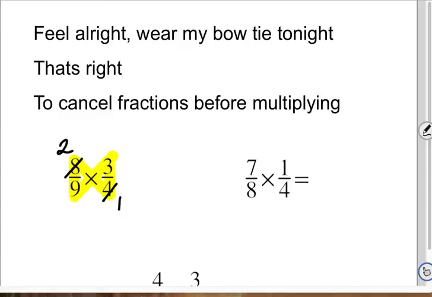Okay? What about the 3s? 3 and 9. 3 goes into 3 1 time, 3 goes into 9, 3 times. Now, multiply straight across. 2 times 1 is 2, and 3 times 1 is 3. Am I simplified? Am I in lowest terms? Yes. I need you to get your pencil out and to be making notes.